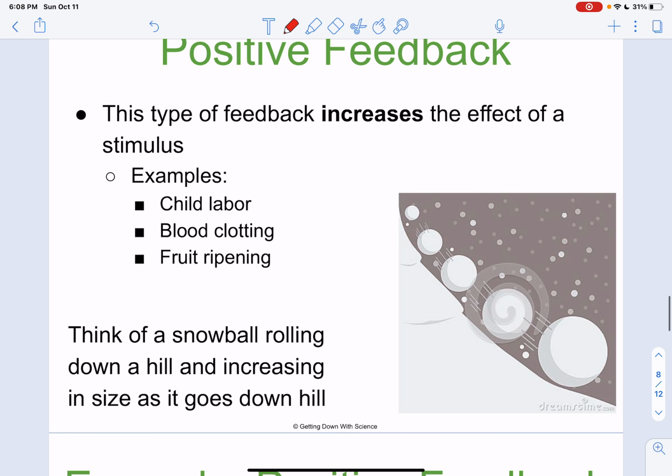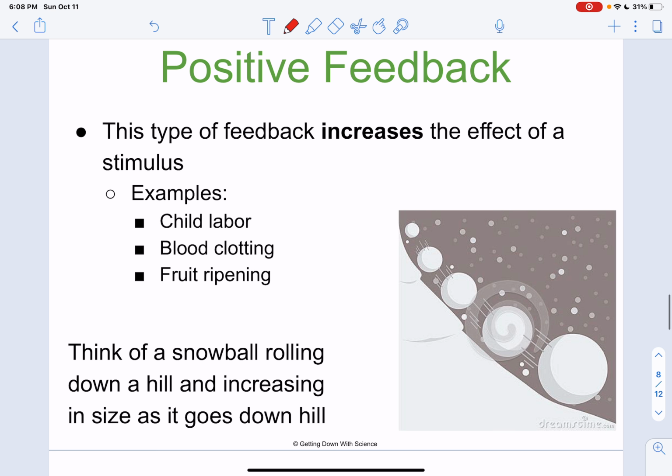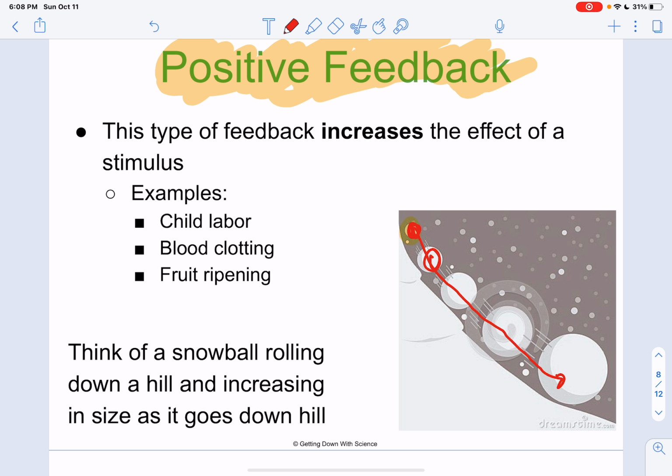Next, we're going to have a positive feedback loop. This type of feedback increases the effect of a stimulus. Some examples of a positive feedback loop include childbirth, blood clotting, and ripening fruit. What I like to think of when I think of positive feedback loops is a snowball: you roll it from the top of a hill, and as it rolls down, it gets bigger and bigger and bigger and increases in size.